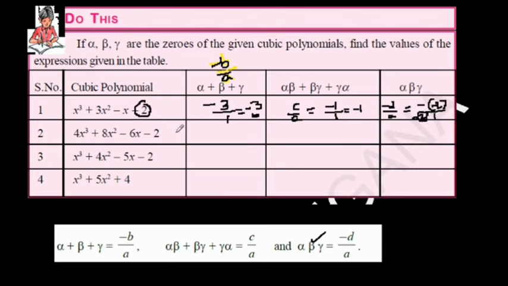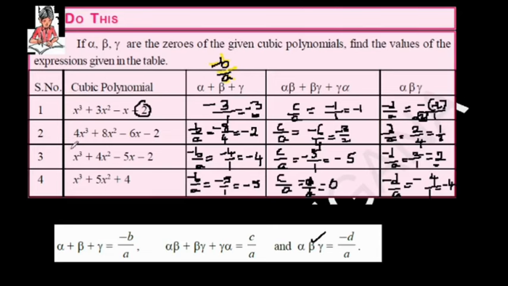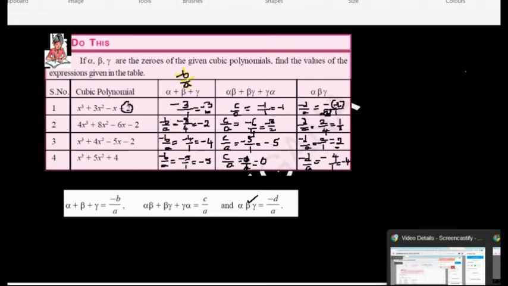Second one, same formula, minus b by a. b is 8, so minus 8 by 4, which is nothing but minus 2. c by a, c is minus 6, a is 4, so minus 3 by 2. Minus d by a, d is minus 2, minus into minus is plus 2 by 4, which is nothing but 1 by 2. These are the values for the given cubic polynomial. Thank you for watching, students.